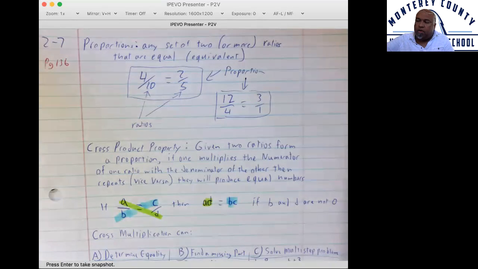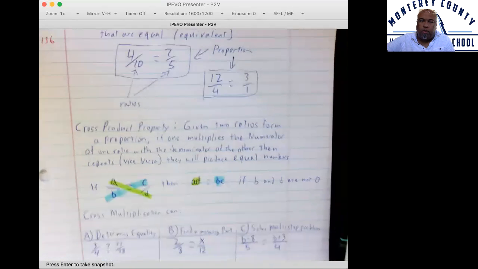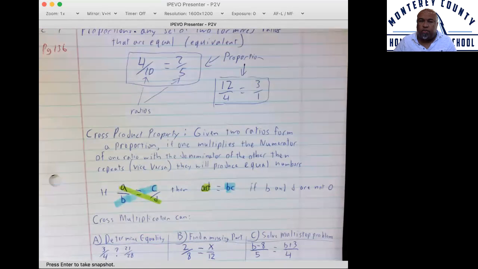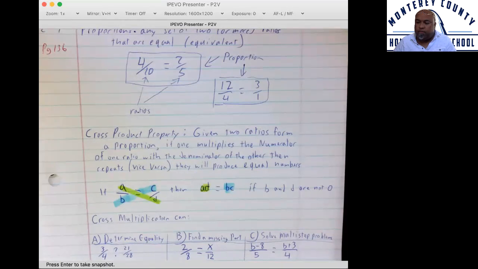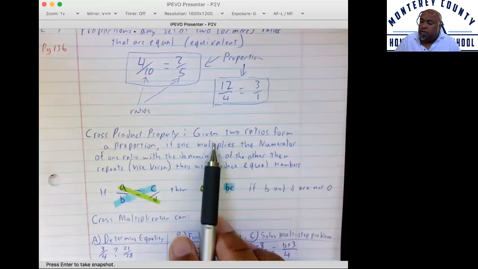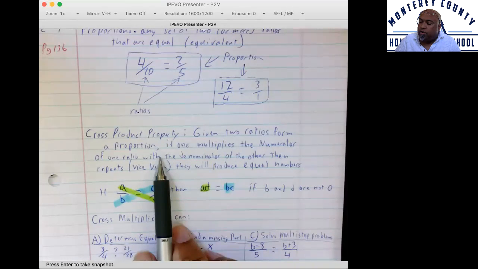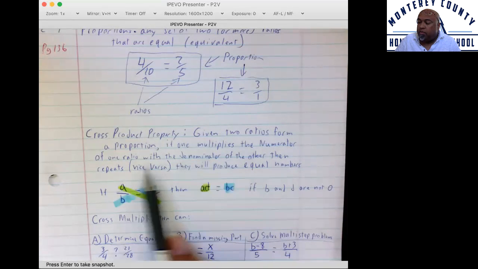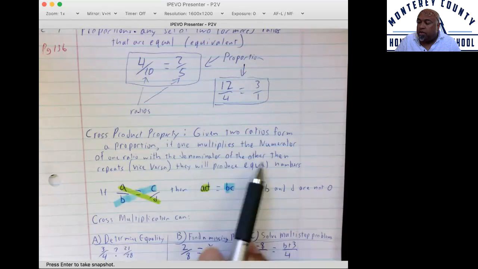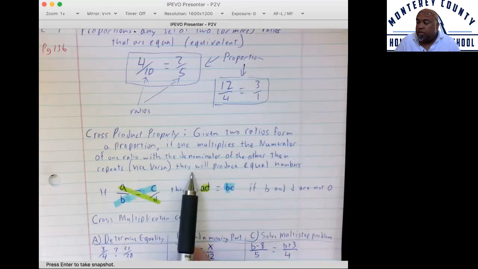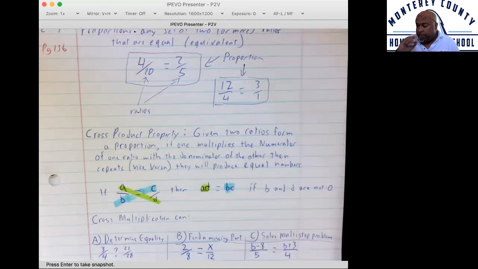Now, I want to continue with the lesson. So we can use proportions in a lot of different ways to help us determine things about numbers that we need to know. One feature is the cross product property. Given 2 ratios form a proportion if one multiplies the numerator of one ratio with the denominator of the other ratio and then repeats, vice versa, they will produce equal numbers.